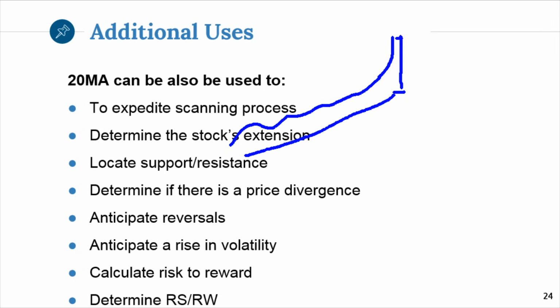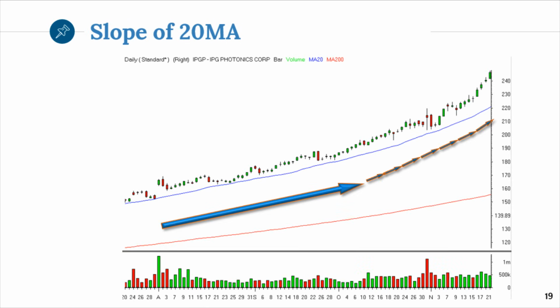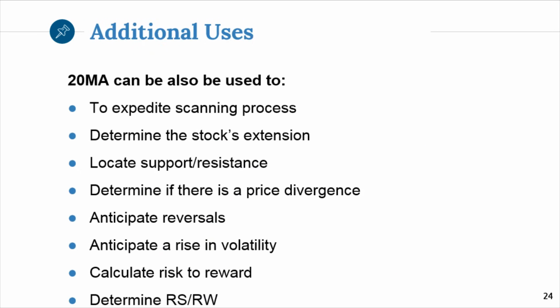We can also look at real life examples, obviously, here. You know, this chart or any of the charts that I showed you, not extended, right? Not extended, but look at it up here. Look how far away from the moving average it is. So you can tell whether a stock is extended or not by how far it's starting to trade compared to where the moving average is at. So you can determine the stock's extension.